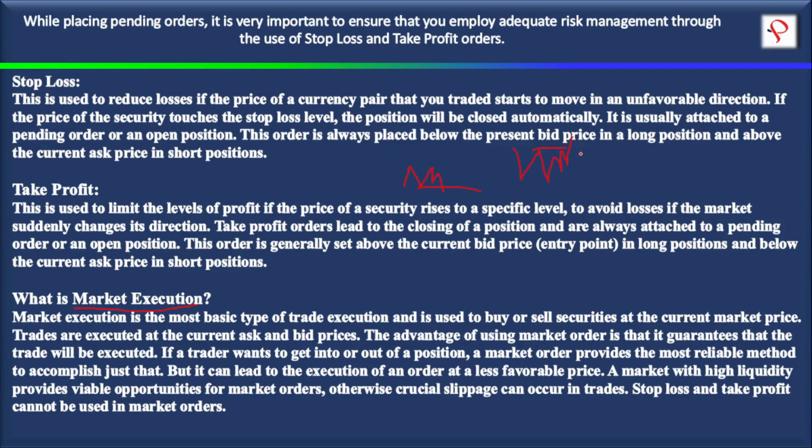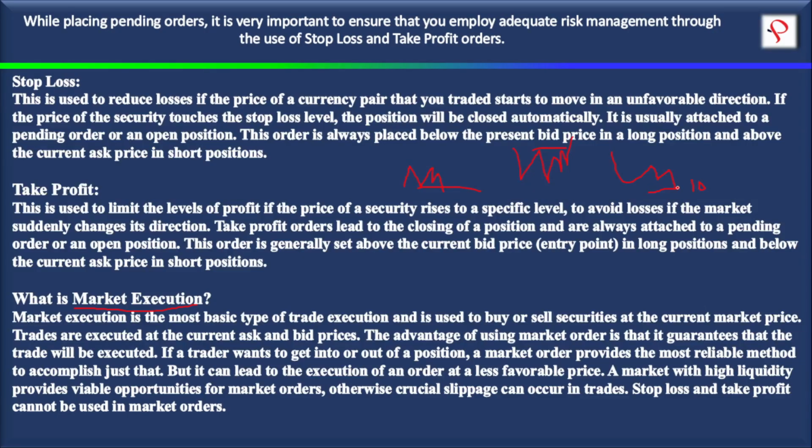Now, what is take profit? Take profit, just as the name implies, is used to limit the levels of profit if the price of a security rises to a specific level. So let's say, for instance, you're taking a trade and your take profit is just $10, and you put it there at $10. The moment the market gets to your take profit, automatically it closes that trade for you and adds your profit to your capital. All right, that's how it works automatically, whether you are there or not, because you've just left a pending order.